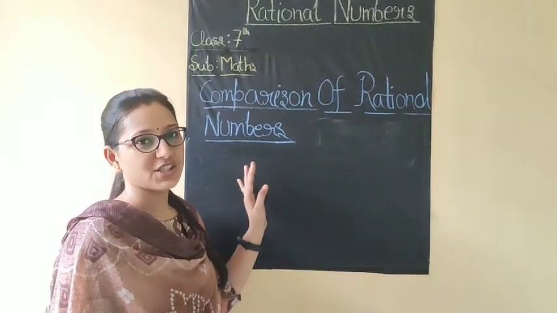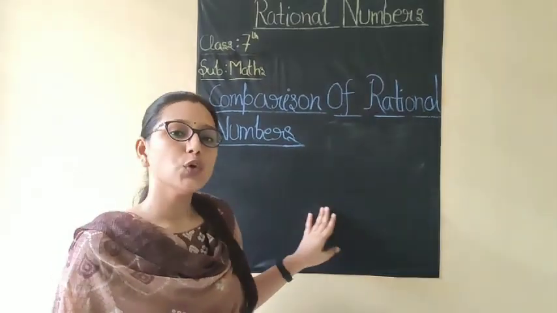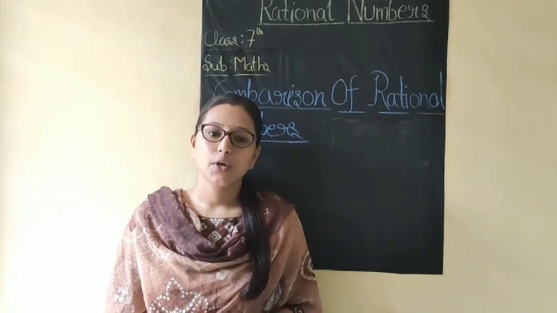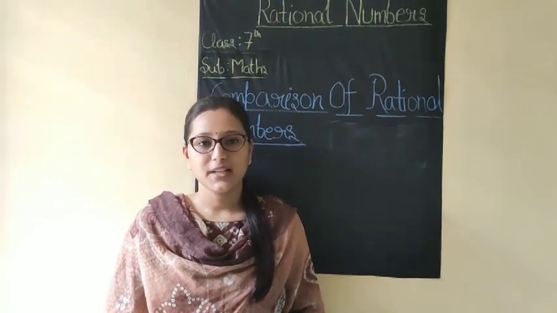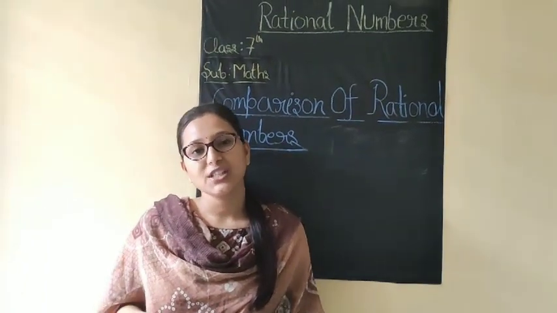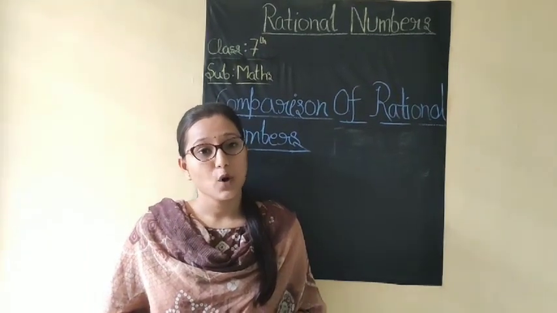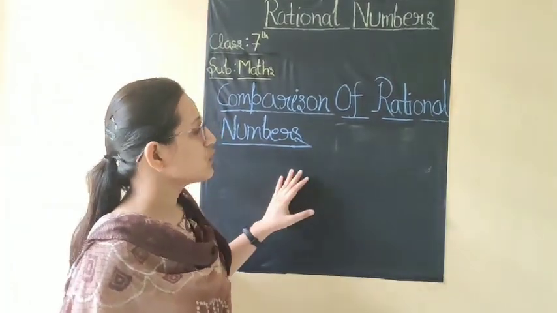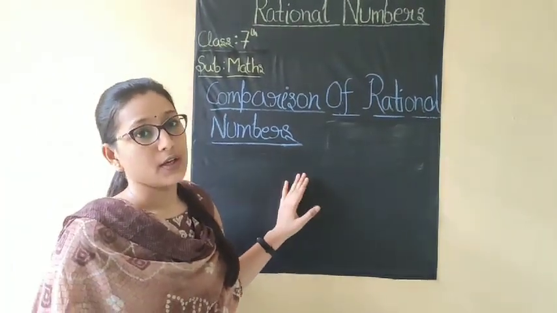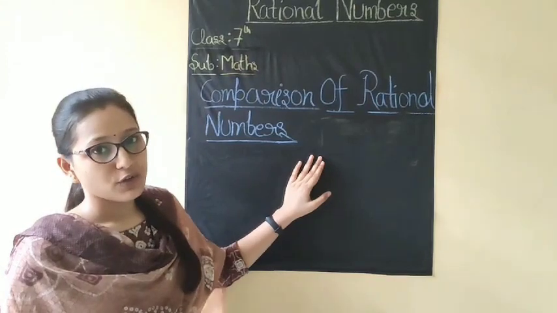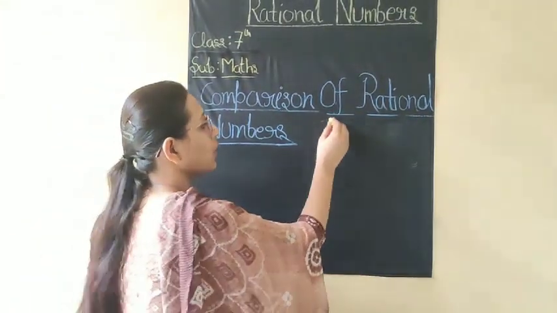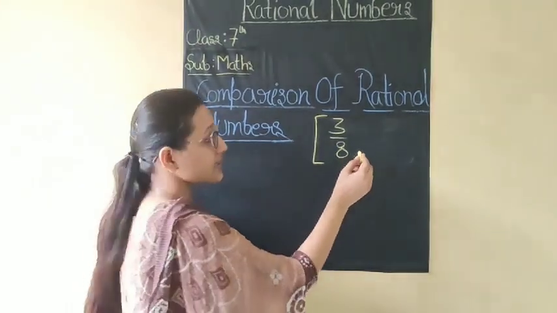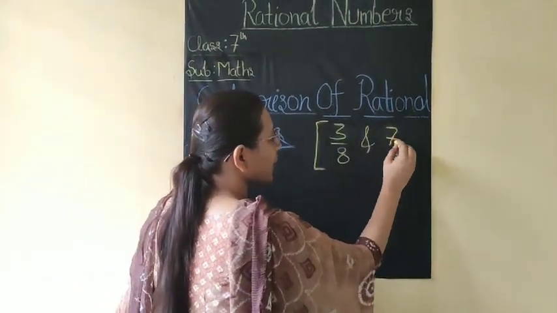Comparison of rational numbers. We know how to compare two integers, because we have learned it while doing the chapter on integers. And we know that negative integers are always smaller than a positive integer. So here we have to do the comparison of rational numbers. For this I am taking one example: 3 by 8 and another is 7 by 8.